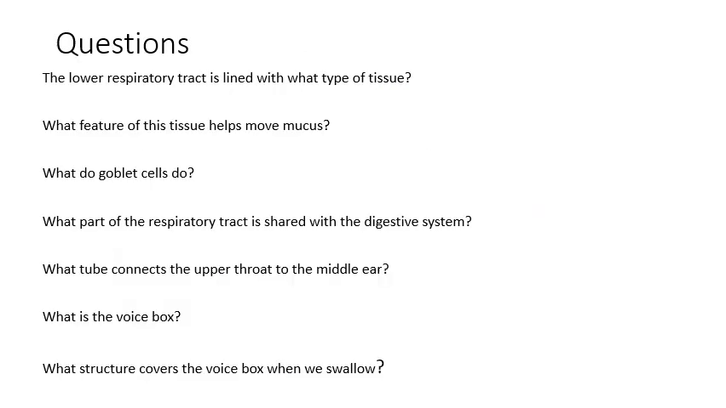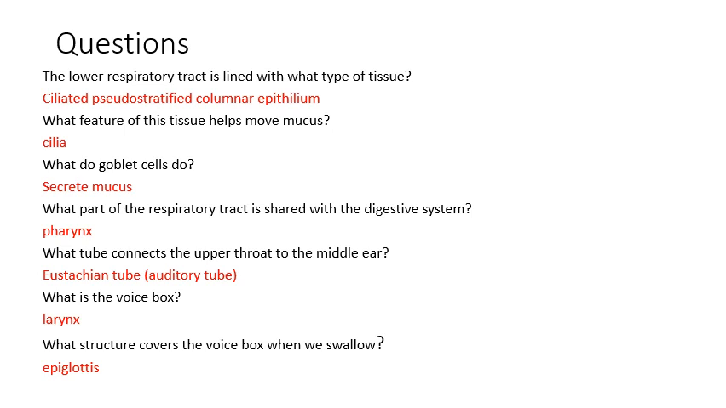All right, so a few questions here. The lower respiratory tract is lined with what type of tissue? What feature of that particular tissue helps to move mucus? What do goblet cells do? What part of the respiratory tract is shared with the digestive system? What tube connects the upper throat to the middle ear? What's the voice box? And what structure covers the voice box when we swallow?